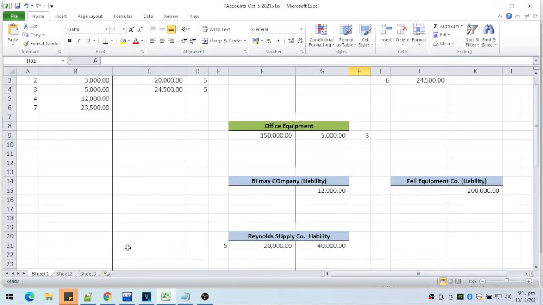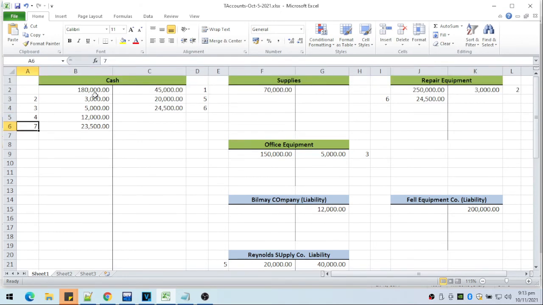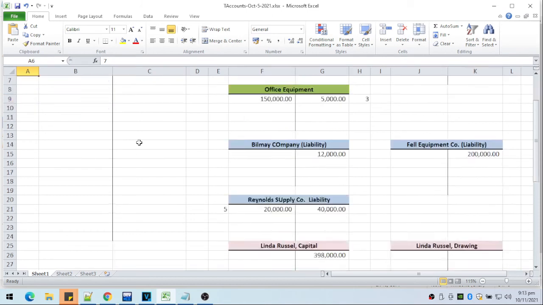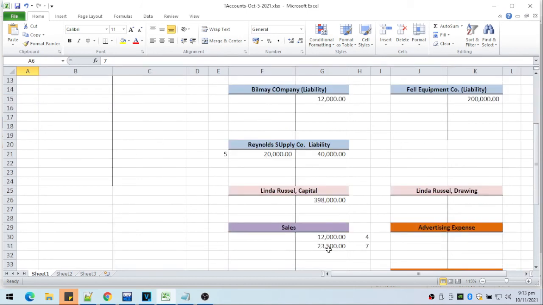Okay. Again, transaction number 7. We receive cash, so that will increase our cash. That means we have to place it on the debit side. It is from sales, so sales will also increase. So you have to place sales on the credit side. So debit cash and credit sales.